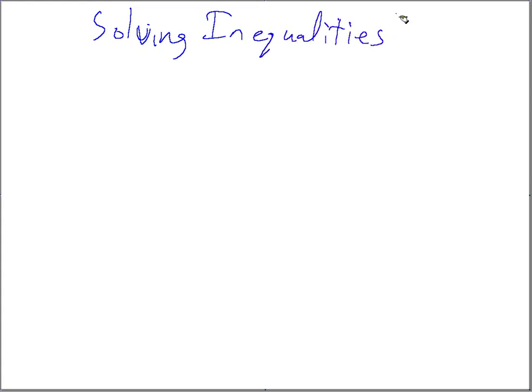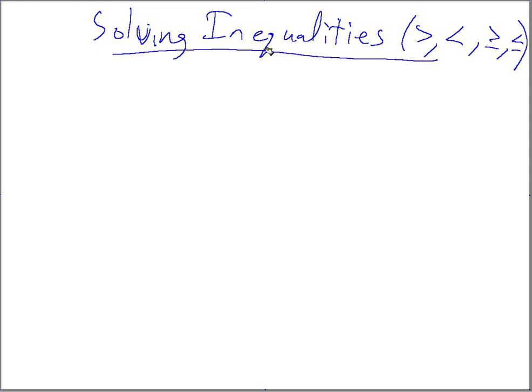Alright, let's go ahead and refresh the concepts of solving inequalities. Let's extend the concepts of equation solving to solving inequalities. And again, what that is, is basically the four comparison symbols we have in mathematics: greater than, less than, greater than or equal to, less than or equal to. These four comparison symbols. And the way we solve inequalities is basically the same way we solve equations.